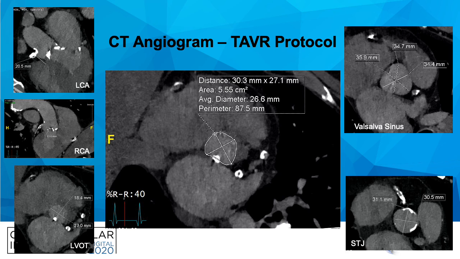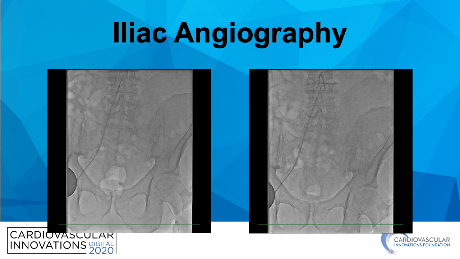This is the CT angiogram showing the measurements of the valve. We can see an 87.5 millimeter perimeter, with left coronary artery height of 20, right coronary artery height of 13, an LVOT of 27/18, a sinus of Valsalva of 35/34/34, and an STJ of 31/30. So we decided to implant an Evolut valve at 34 millimeters.